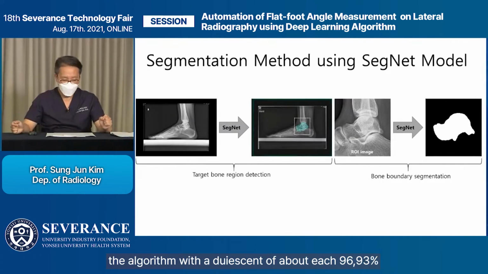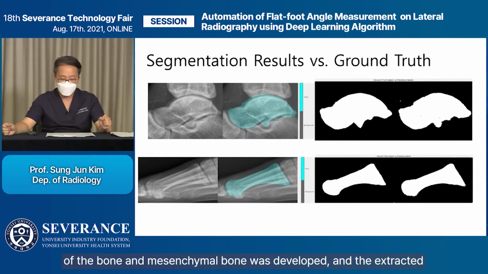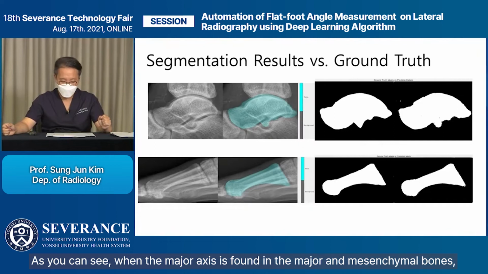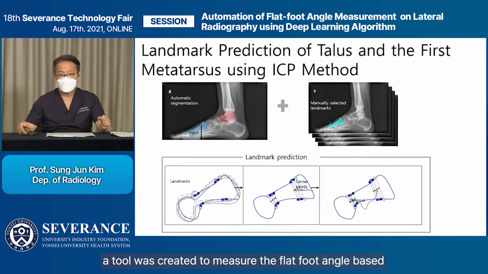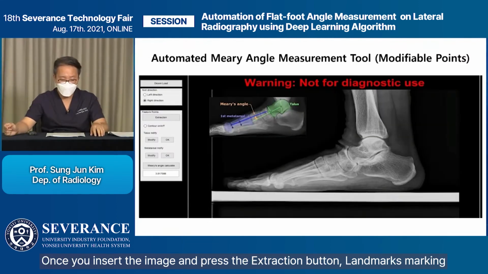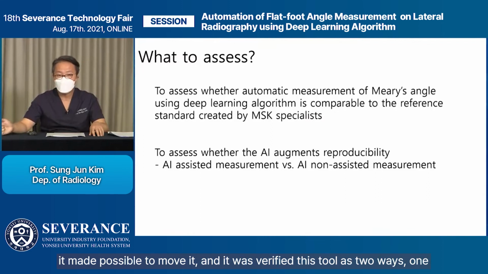From the algorithm, the bone boundary and the first metatarsal bone were sketched and compared to ground truth. An algorithm with a Dice score of about 93% for the talus and metatarsal bone was developed, and the extracted segmentation mask was used to define the long axis. As you can see, when the major axis is found in the talus and metatarsal bones, a tool was created to measure the flat foot angle based on the developed algorithm, and it was prepared for clinical use. Once you insert the image and press the extraction button, landmarks marking the long axis are automatically displayed. If you don't like a landmark, it is possible to move it.